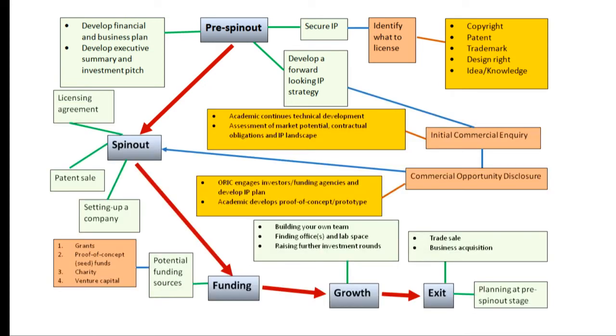And then you have the spin out. For this you have a licensing agreement, patent sale, or setting up a company. For example, if you are setting up a company, you need funding, and you need to think about where this funding will come from. Then you have to think about growth, that's the expansion of your spin out. And after a certain time, people would like to exit. Once this has been working successfully for 3-4 years, they would like to sell it to bigger companies.